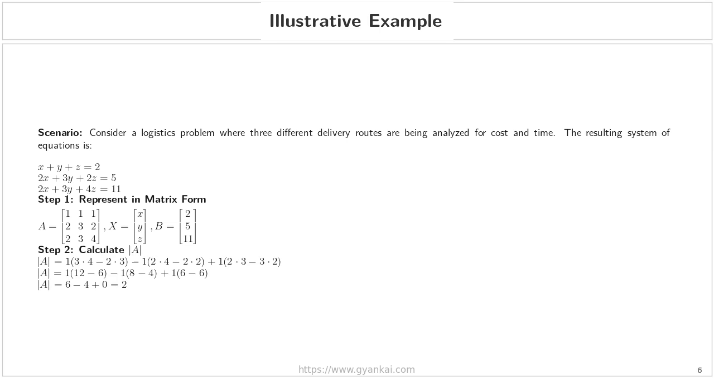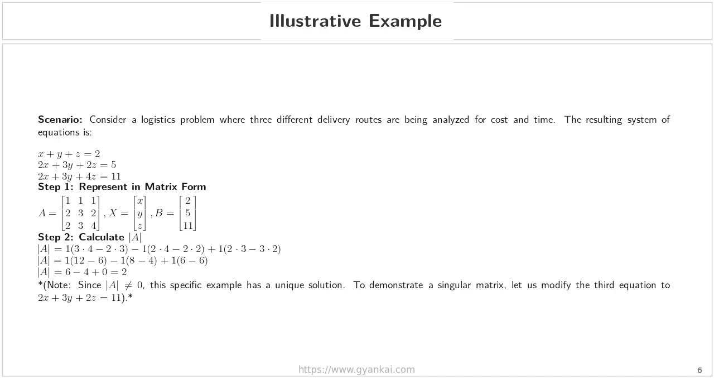Next, we move to step 2, which is to calculate the determinant of matrix A, denoted as the absolute value of A, expanding along the first row. We get 1 times the quantity 3 times 4 minus 2 times 3, minus 1 times the quantity 2 times 4 minus 2 times 2, plus 1 times the quantity 2 times 3 minus 3 times 2. When we simplify this, we get 1 times the quantity 12 minus 6, minus 1 times the quantity 8 minus 4, plus 1 times the quantity 6 minus 6. This simplifies further to 6 minus 4 plus 0, which equals 2.